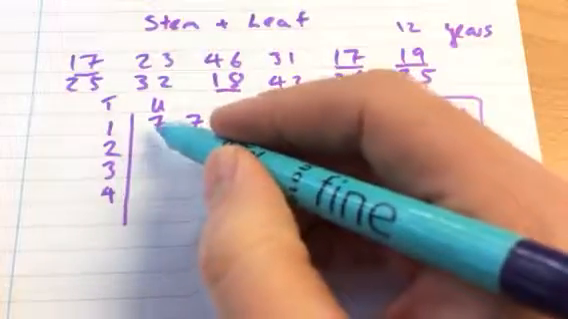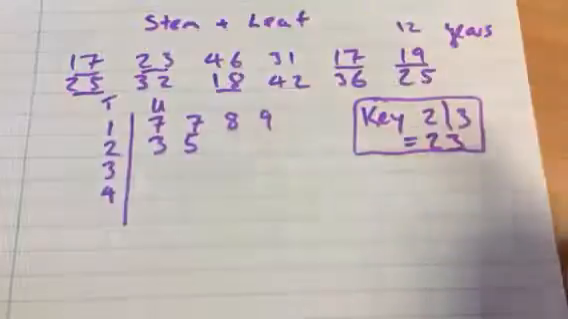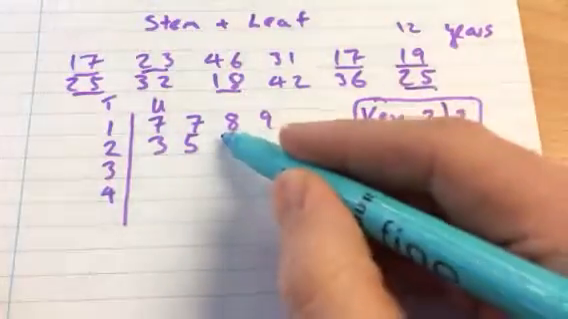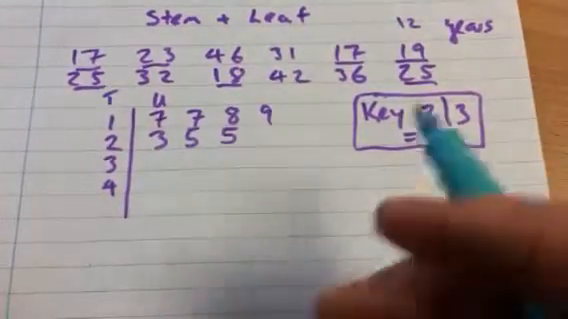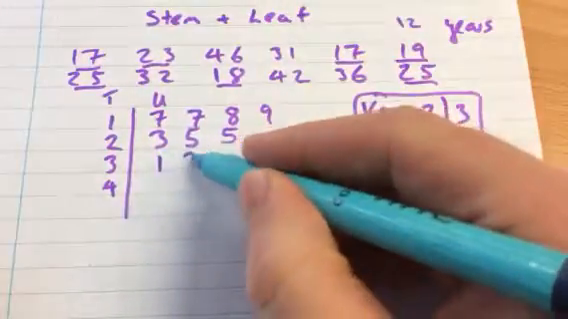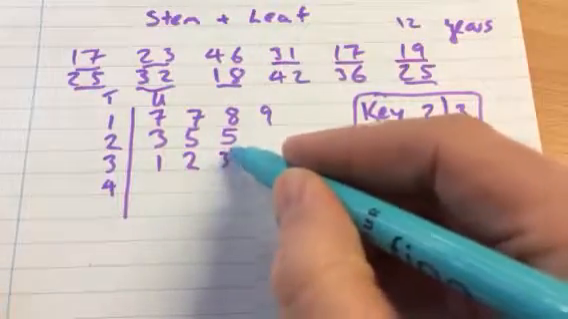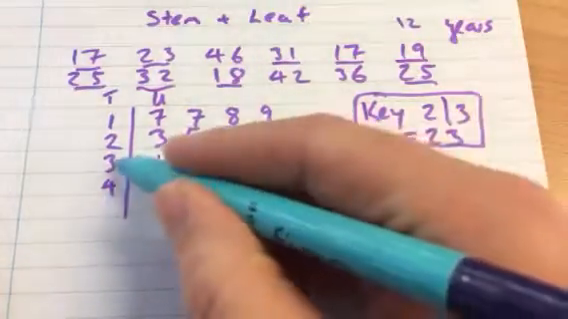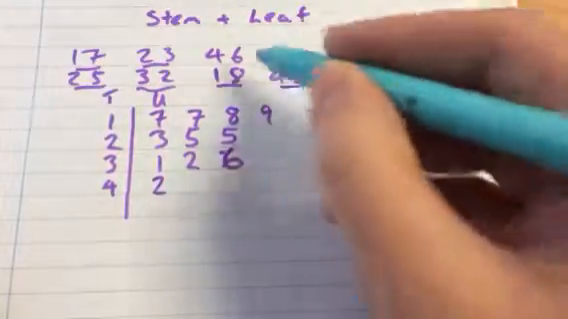In the 20s, we've got a 23, a 25, another 25. There's a reason I'm not crossing them off, because I need to use them again later. In the 30s, there's a 31 and 32. 36 there I've used. I don't need to write the 3 there because I've got the 30 there. And a 2 and a 6.